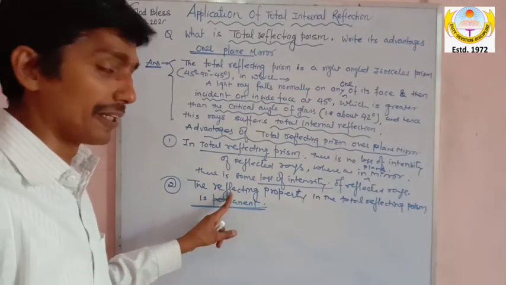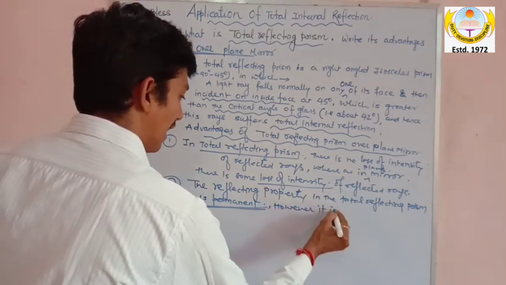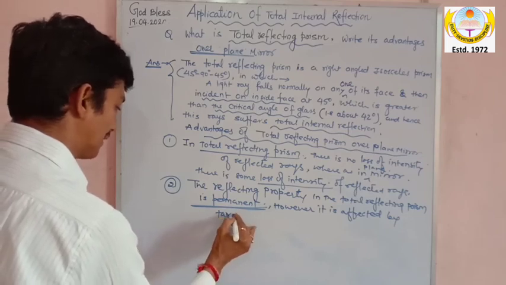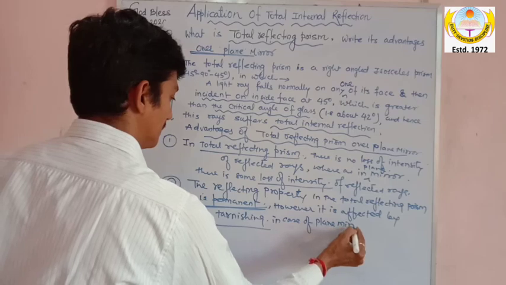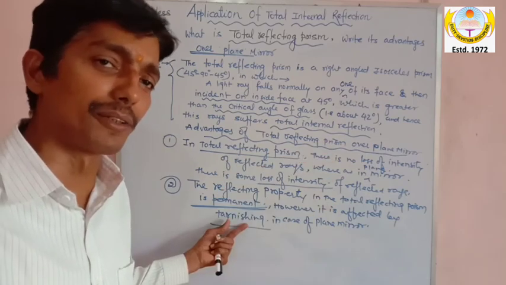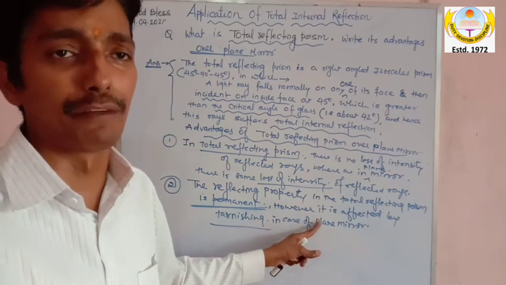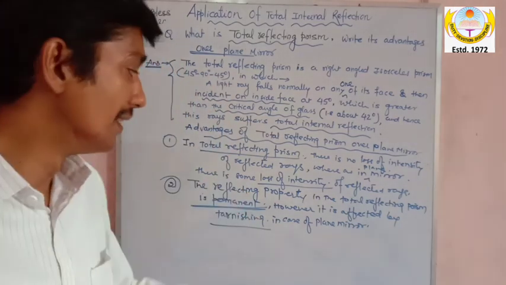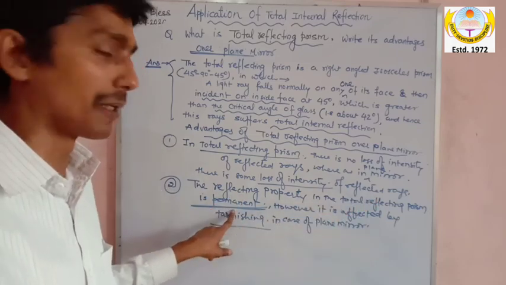Am I clear? So here it is an important word. The reflecting property in total reflecting prism is permanent. However, it is affected by tarnishing in case of plane mirror. Tarnishing, you know, is related to coating. If it is not polished or not coated properly, or if its coating is lost, if it is tarnished, then the property of reflection by the mirror is lost. It will be affected. The plane mirror will not reflect as much as it should if there is tarnishing, my dear. Am I clear? But in total reflecting prism, the reflecting property is permanent.